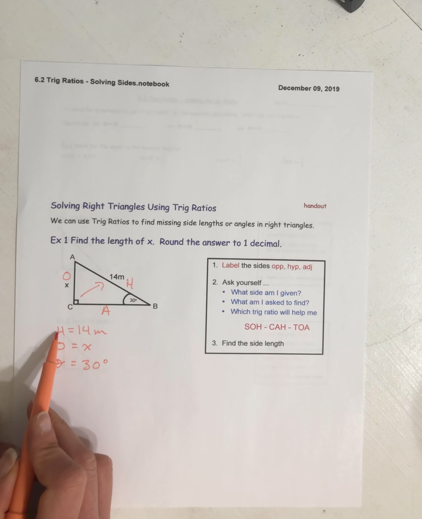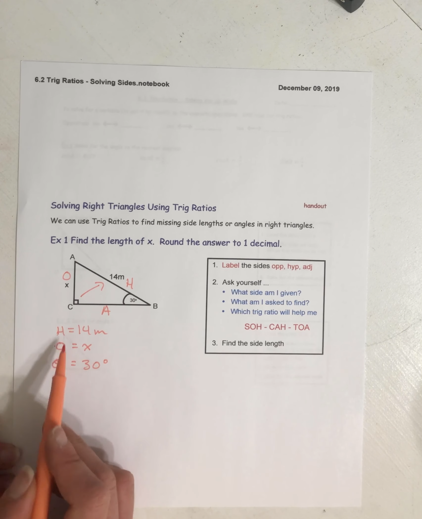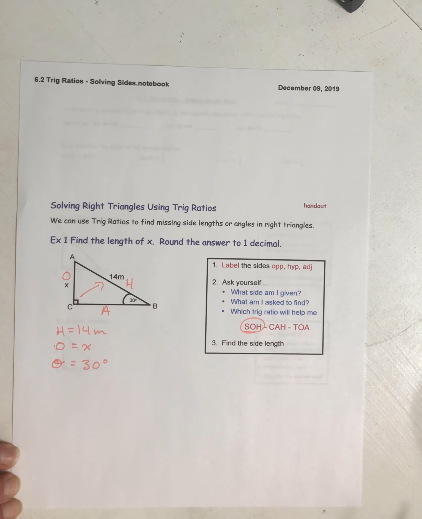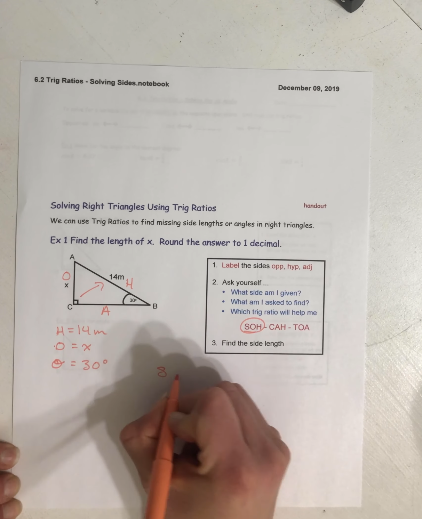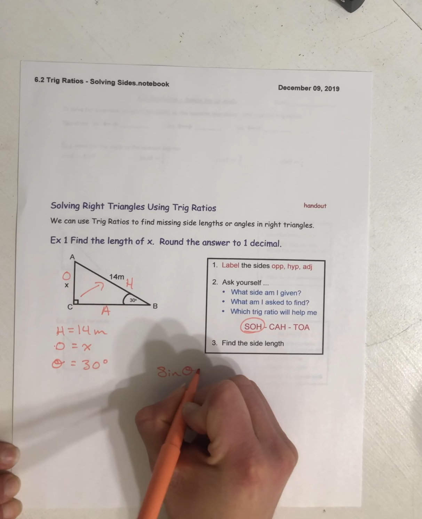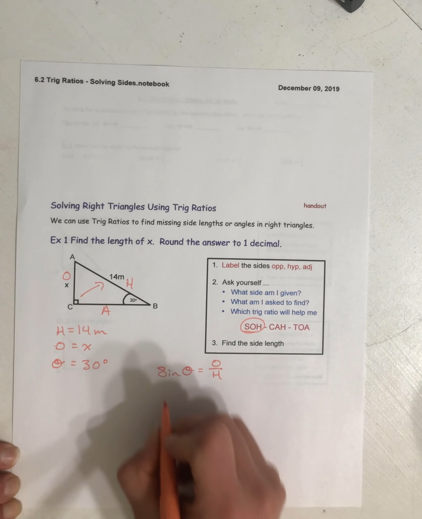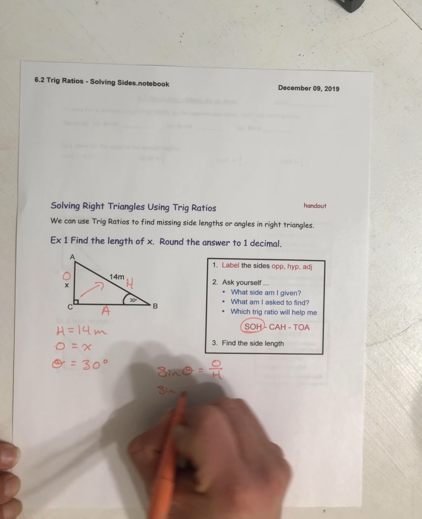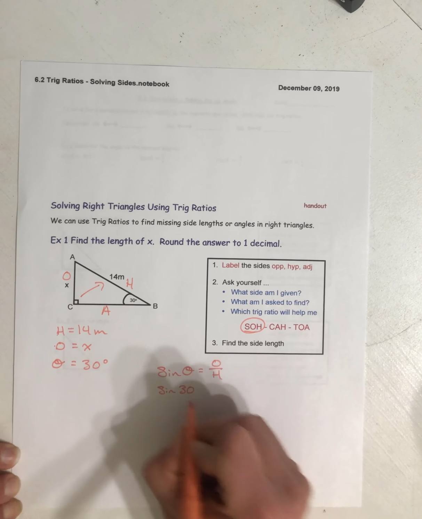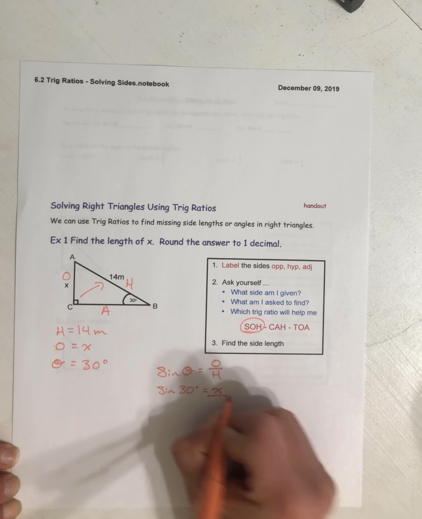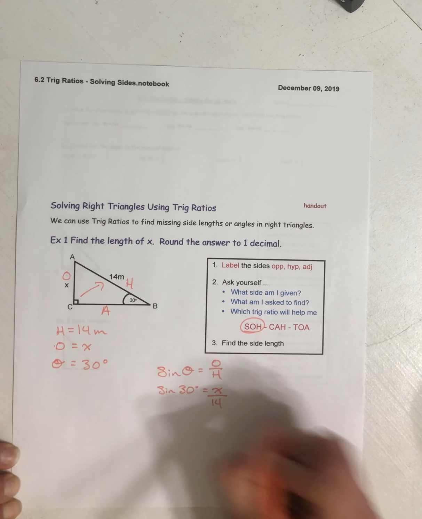So which one would I use that has my hypotenuse and my opposite? I'm going to circle it. And then I'm going to do my equation. So sine theta is equal to opposite over hypotenuse. And then sine 30 is equal to my x over my 14.